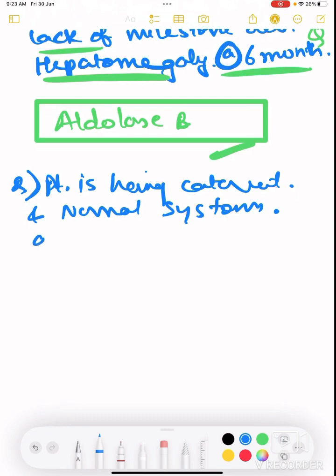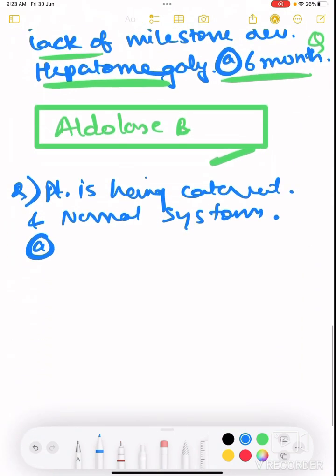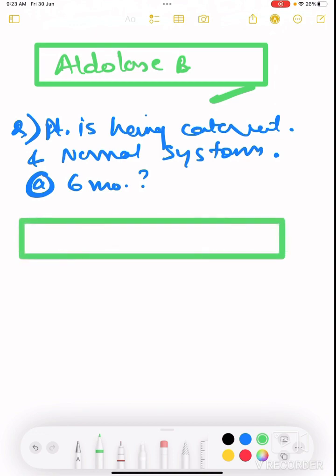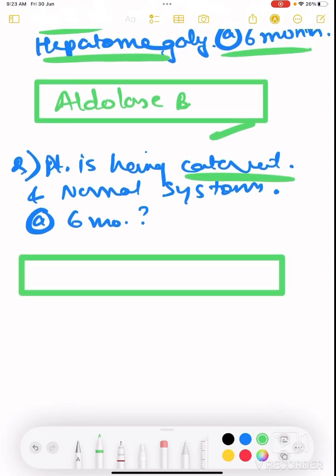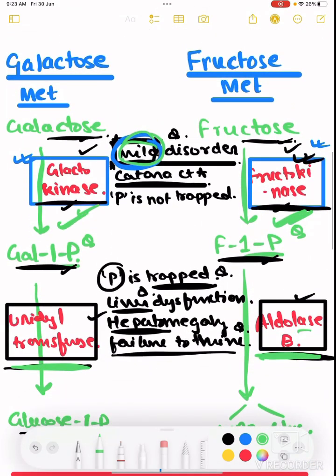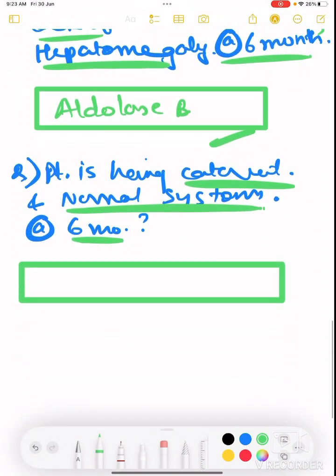Nothing else is present, and it is occurring at 6 months of age, right? What will be your answer? It is very easy. First of all, the patient is having cataract only, right? And only normal symptoms are present at 6 months of age, right? So only normal symptoms means mild symptoms are present. That means it can be either galactokinase or fructokinase deficiency, and it is occurring at 6 months of age.